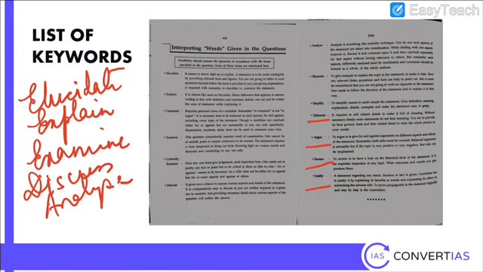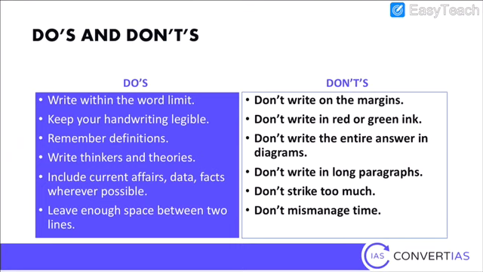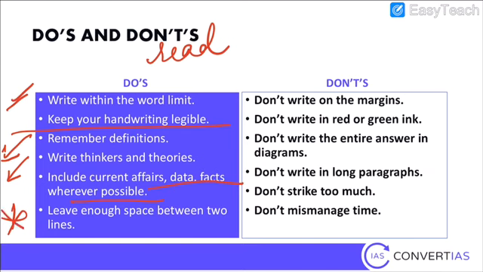The meanings of these should be on your tips. Now, some of the do's and don'ts while answer writing. Please write within the word limit. Make sure that your handwriting is legible. That means one can read your handwriting easily, make out the different words and alphabets. Remember definitions because it will be very handy in answer writing. You should also remember thinkers and theories. Include certain current affairs, data, facts wherever possible. And most importantly, please leave enough space between 2 lines.